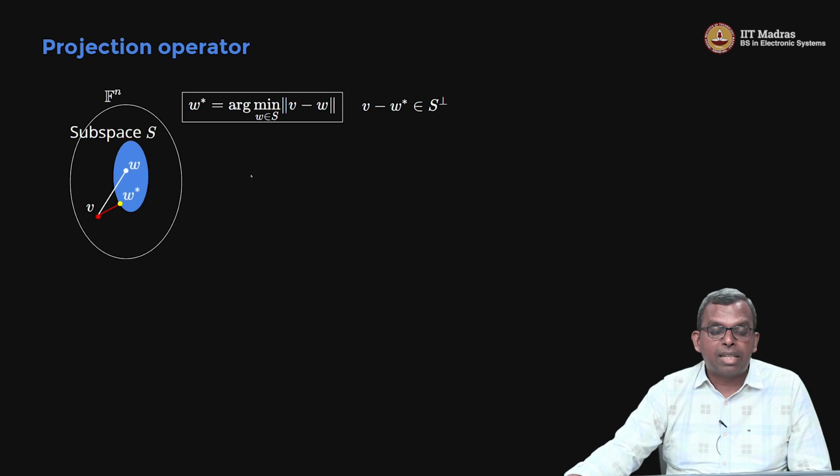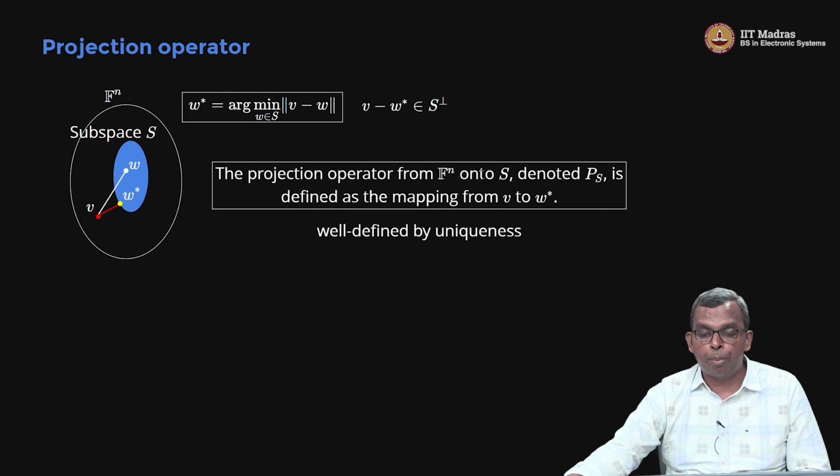Now we are going to define something called a projection operator. Now that we know this W star is unique, we can define a projection operator. How does that work? Here once again I have the same situation. I have a unique W star which is closest to V. I can define my operator from Fn on to S, but of course the operator is from Fn to Fn, right? But its range is only S, or it takes only values in S. I will denote it as PS, meaning projection onto S. Projection onto S is basically defined as the mapping from any V to W star.